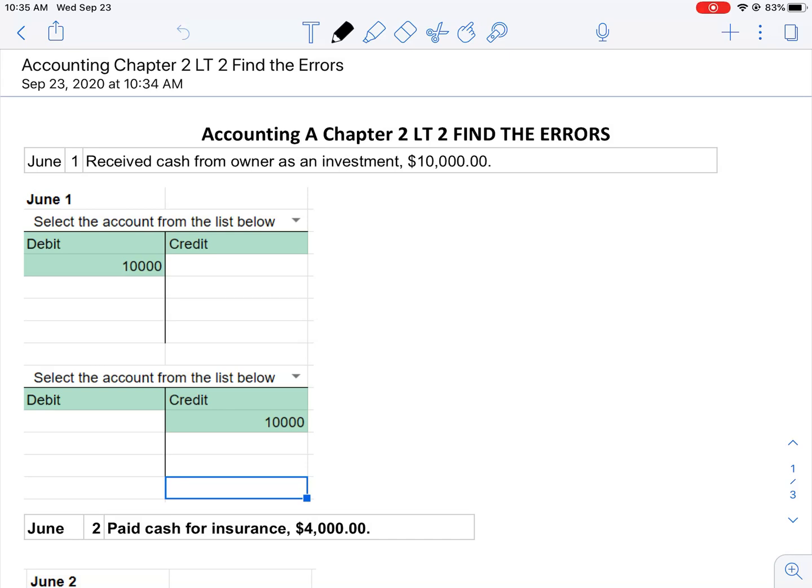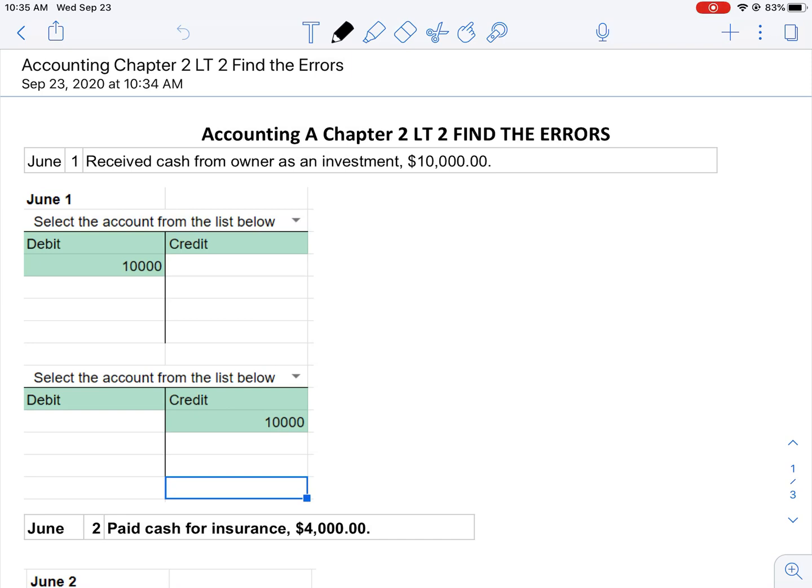Chapter 2.2, we're going to look at finding the errors. This is designed to help you with the assignment. Oftentimes I will use for these the most common errors that students are making. You will not get the answers, but you hopefully get put in the right direction and understand why.